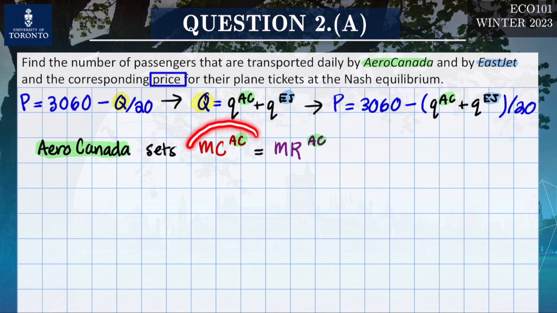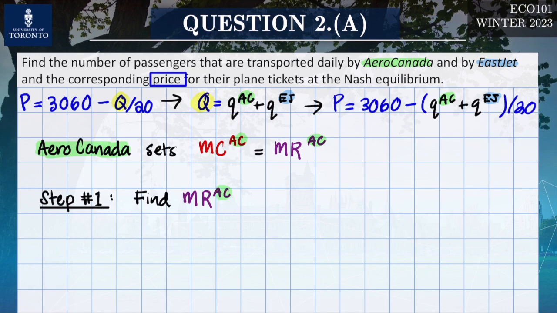For the first part, the marginal cost of production, we already have. It is $60 per unit, but we don't have yet the marginal revenue. So this is going to be our first step. I'm going to divide this into clear steps. Step number 1, starting with the first firm, Aero Canada. We are going to find the marginal revenue function that Aero Canada earns in this market.